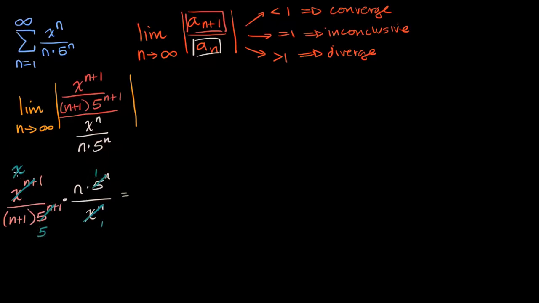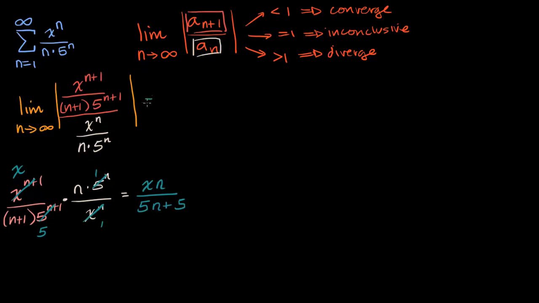And so what do we have? We have x times n over, distribute the 5, 5n plus 1. Oh, let me be careful there. Let me distribute the 5. 5n plus 5. 5 times n, 5 times 1. All right. So let me just rewrite that.